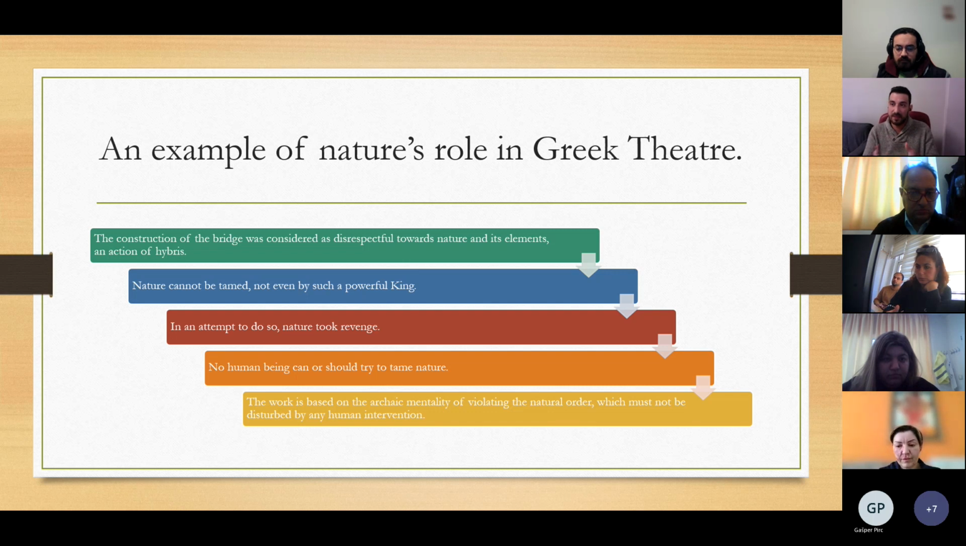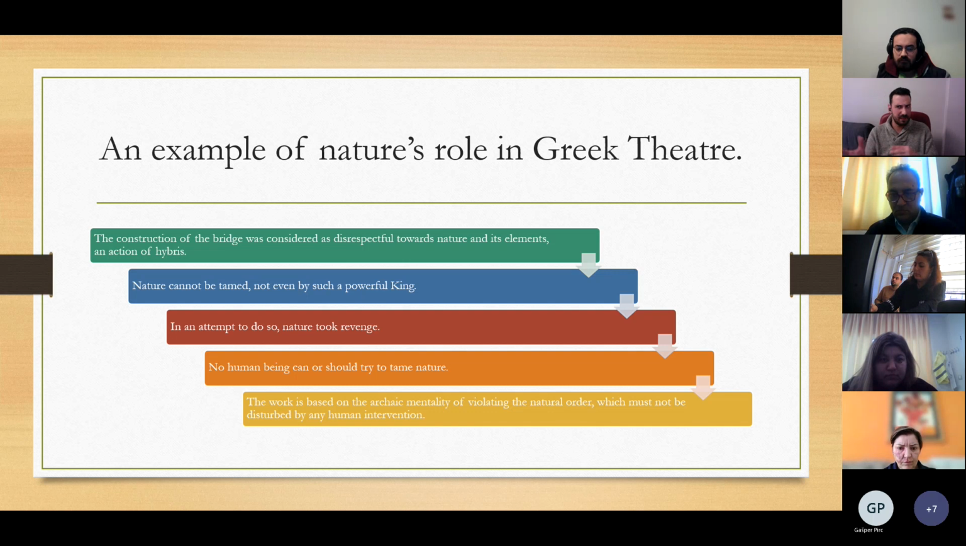But when he attempted to take control of, let's say, the natural elements, nature took revenge. And in the play by Aeschylus, The Persians, the story behind the whole play is that no human being can or should try to tame nature.